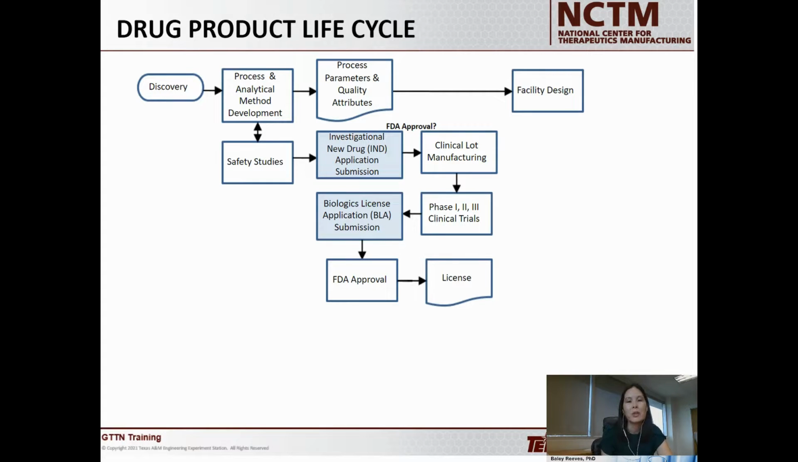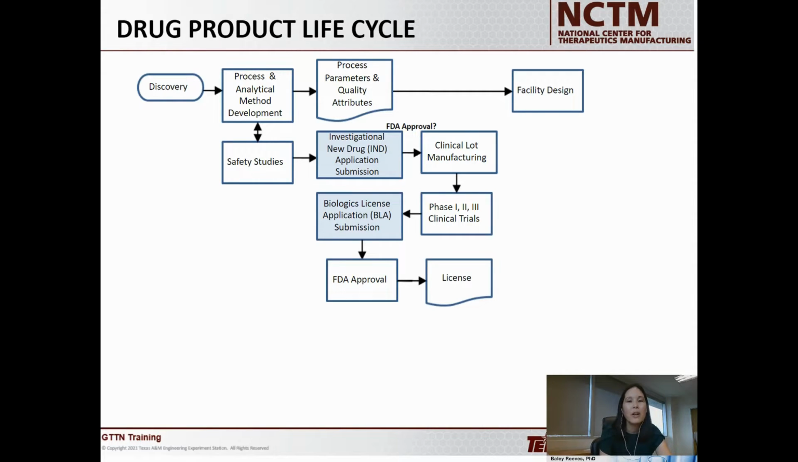So at the conclusion of all your clinical trials, if all the data looks good, you can submit a BLA, a biologics license application, to the FDA. And that basically is what the FDA will approve before they will give you a license to actually sell that product.